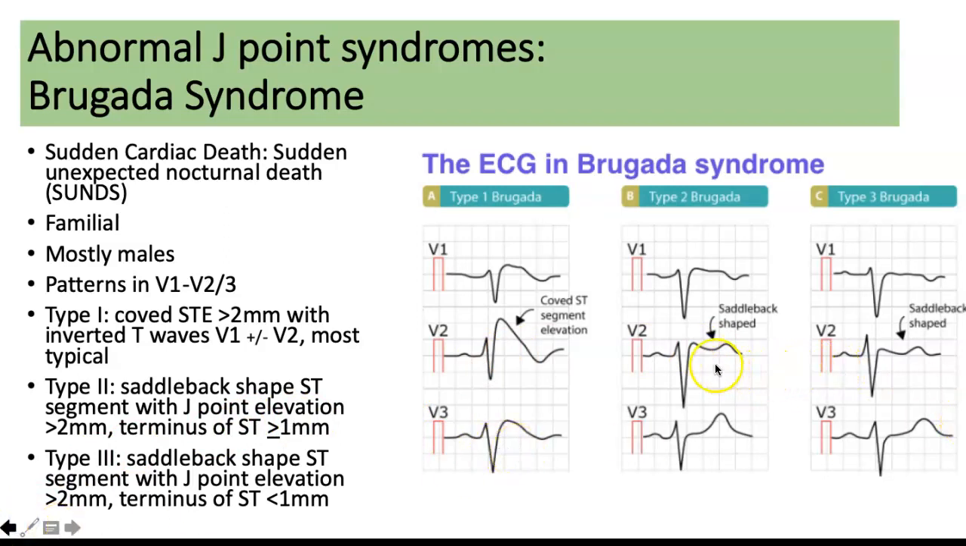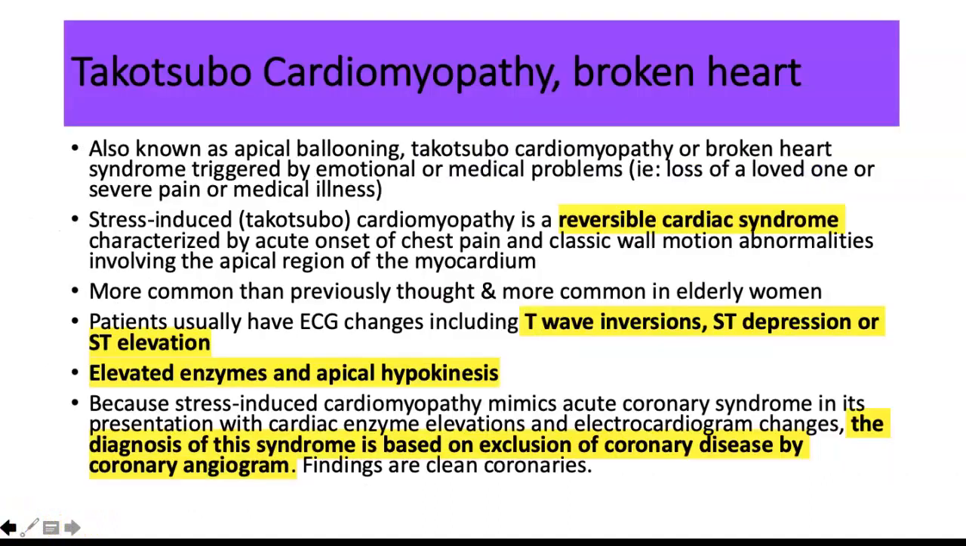The difference here is that in type 2 Brugada, there's greater than 2 millimeters of ST segment elevation here at the J point. At the end of the ST segment, there's 1 or more millimeters of ST segment elevation. If you look at V2, there will be greater than 2 millimeters at the J point. And then when you get to the terminus of the T wave, it will be down again at the isoelectric point. But they are very close in morphology.